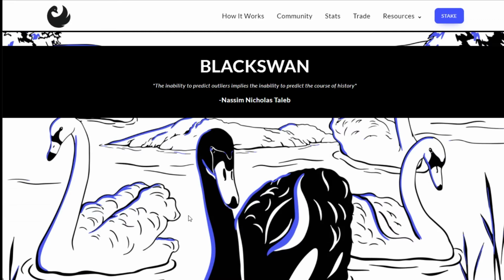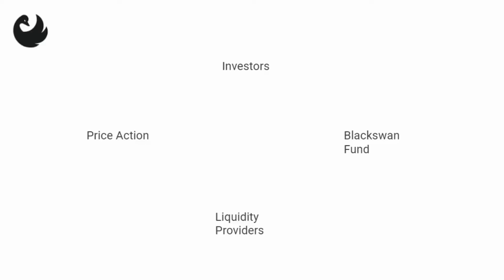But without further ado, let's get right into the explanation. There are 4 key elements in the Blackswan ecosystem, and those elements are the investors, the Blackswan fund, the liquidity providers, and of course, the price action. And all 4 elements work together in order to propel Blackswan to new heights by creating an anti-fragile token that is the most valuable when the market is the most uncertain.